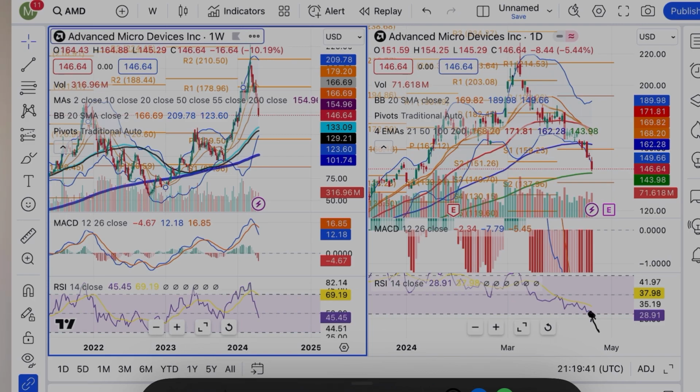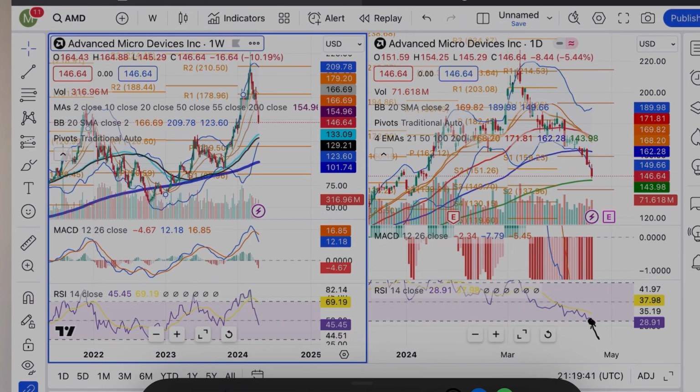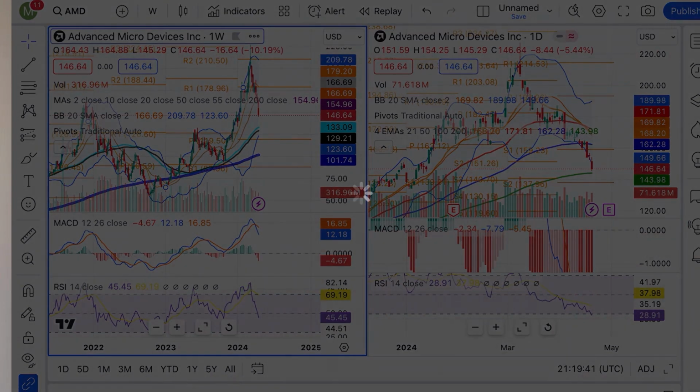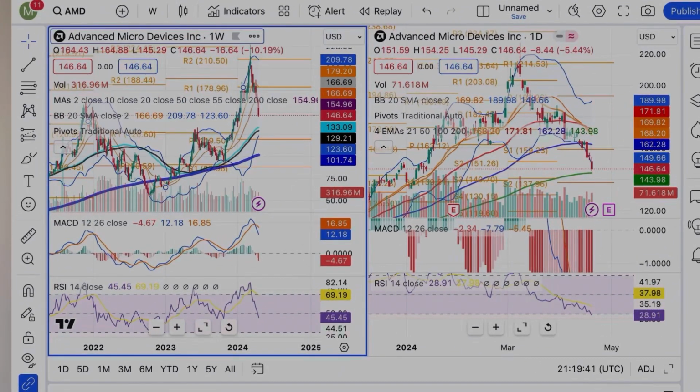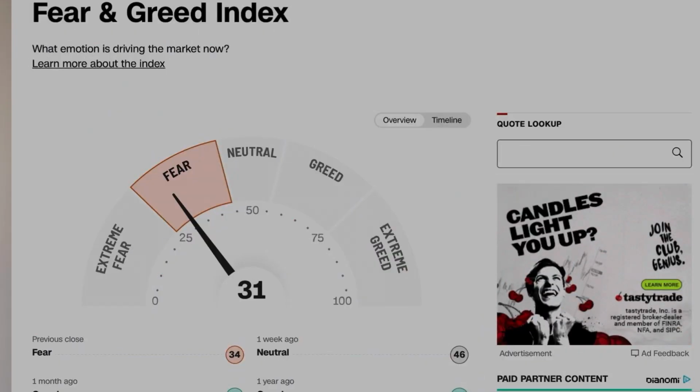this point. We're very oversold on the RSI. It can go lower than that point, but we're oversold on the RSI and we're right at that 50 MA, right? So that's long term. That's looking at the total outlook for the stock, right? That's looking at the total outlook.